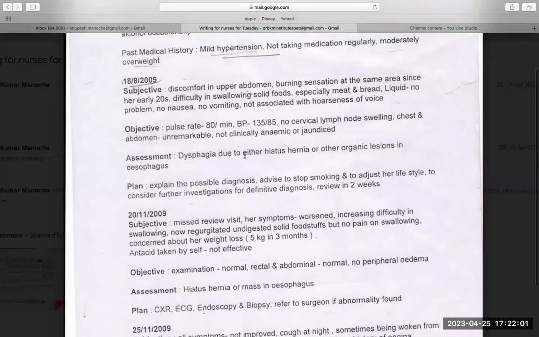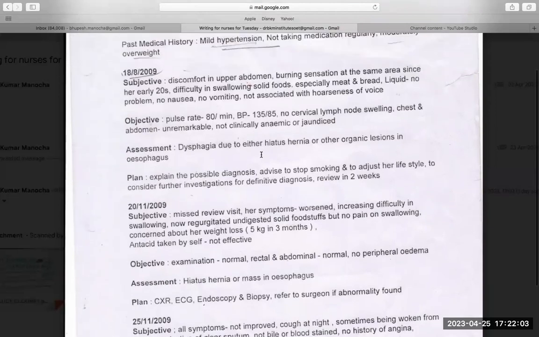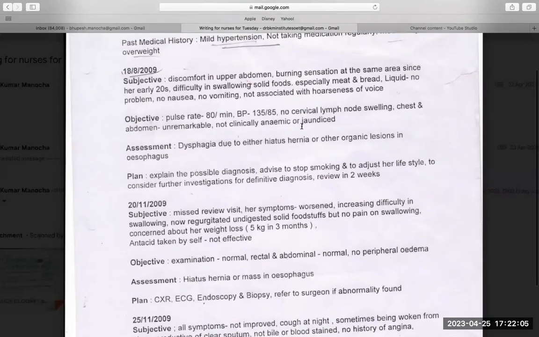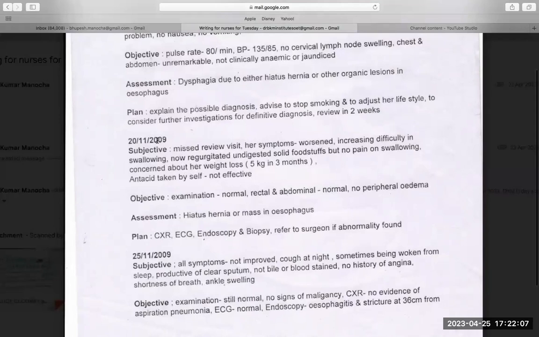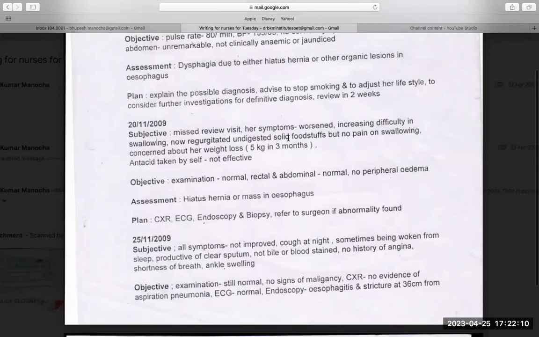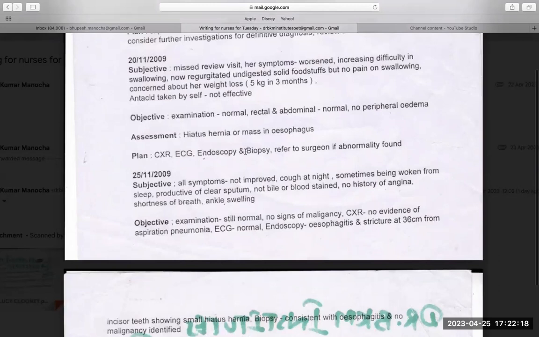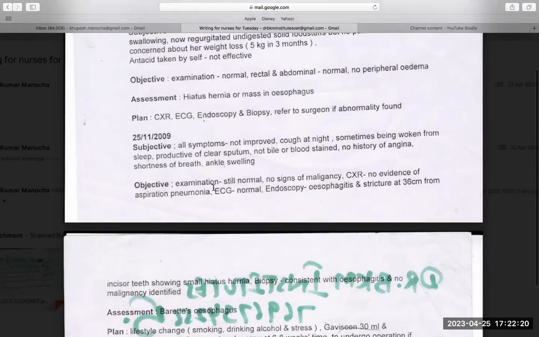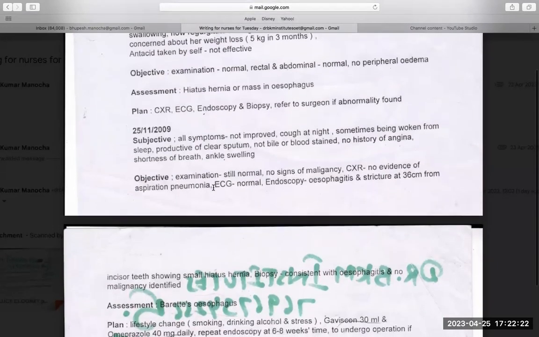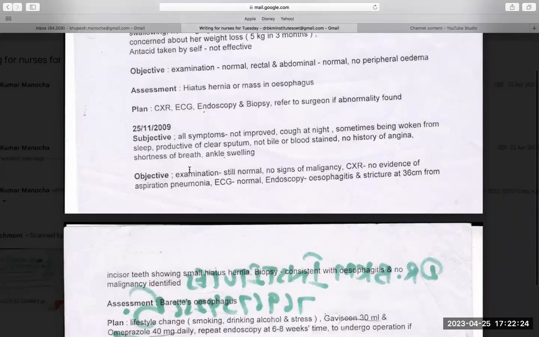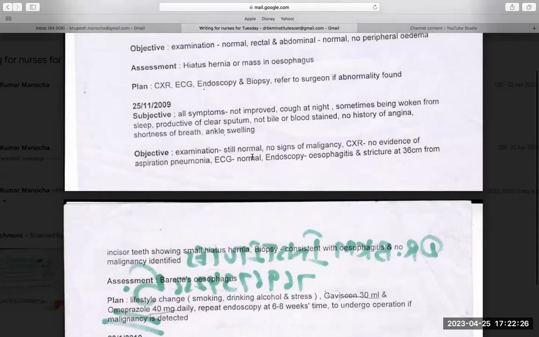At this time, she was assessed with dysphagia, nausea, vomiting, all the things were happening. Then again, she came on 20th November. She again was having worsened symptoms. At that time, she was assessed with hiatus hernia. So she was advised to undergo investigations. Today, on third visit, 25th November, after investigations, she was found with Barrett's esophagus.